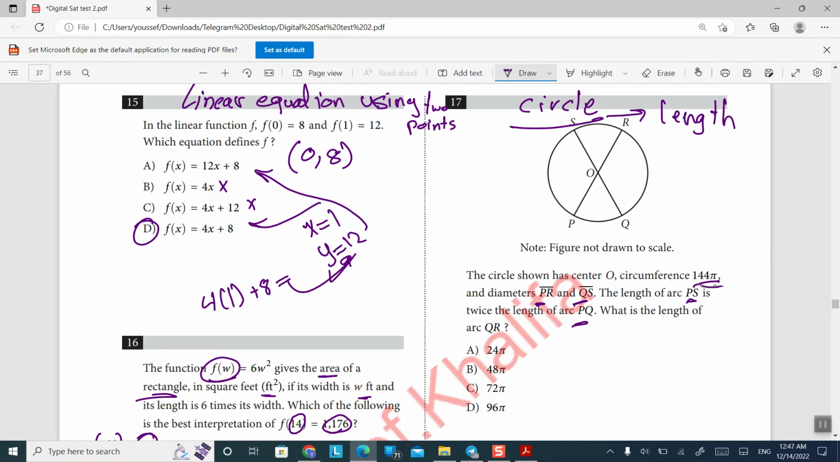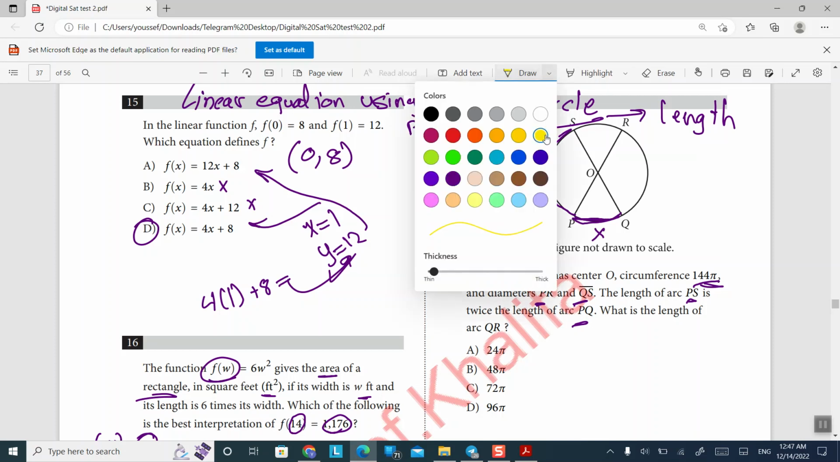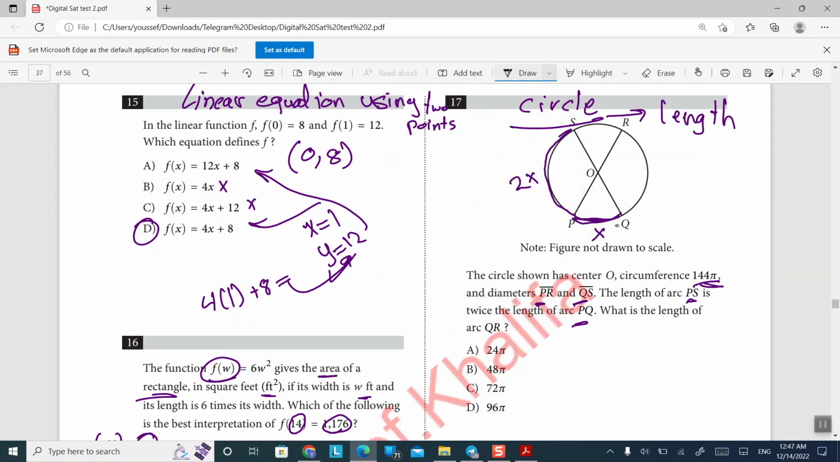It's given the circumference, and given that PS is twice QR. PQ and PQ, so this is x, that's 2x. Okay, so actually this question can be solved in 2 ways. Let me provide them for you.